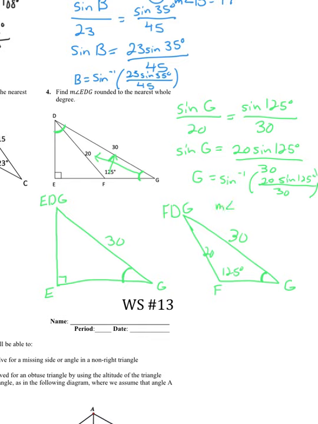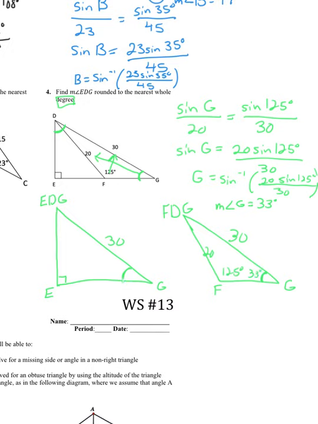Anyone know what we get for the measure of angle G? Just round it to the nearest whole degree, since that's what we're asking for right now. Anybody have that? I don't have it written down anywhere, so that's what I'm asking. 33. I'm sorry, what'd you say? 33. Okay, perfect. 33 degrees. That sounds right.